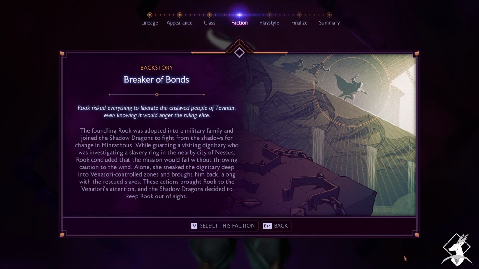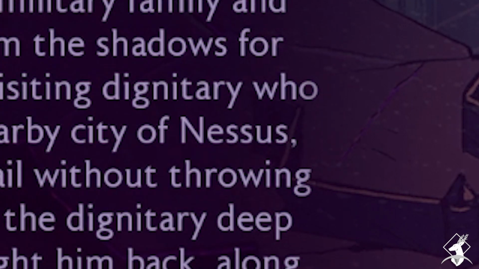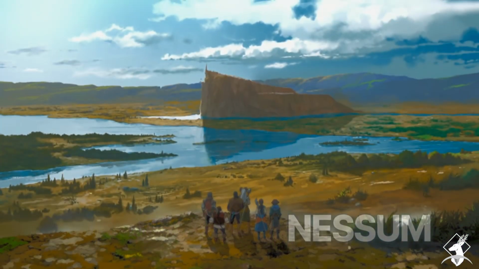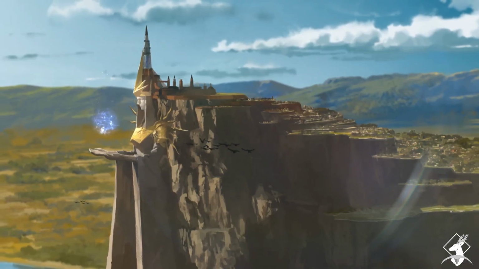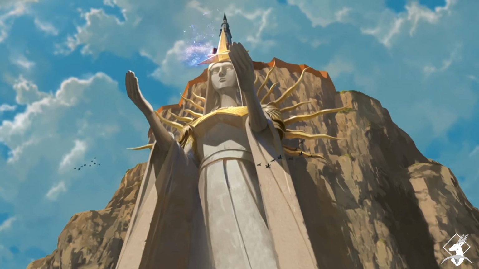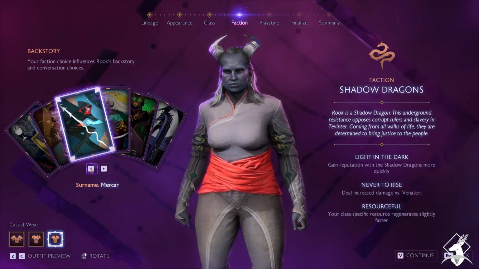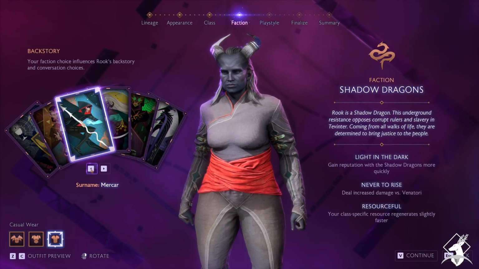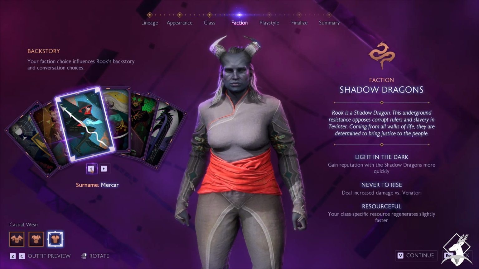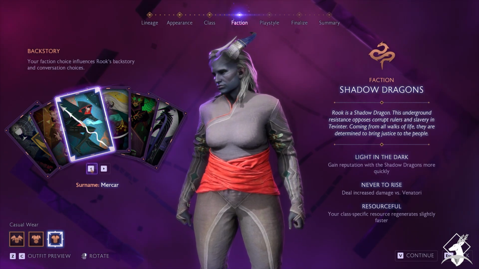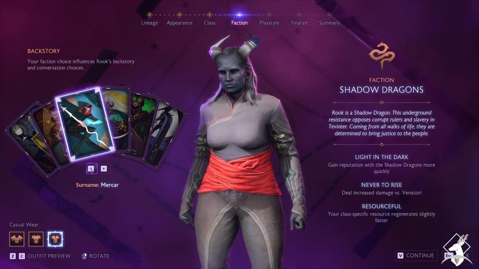Now, side note, I do believe Nessus is a typo left in from an early build of the game, so this is likely Nessum, notably featured in Dragon Age Absolution and where the Tevinter Summer Palace is located. In-game, choosing this faction allows you to gain reputation with the Shadow Dragons more quickly, deal increased damage against Venatori, and your class-specific resources, like mana, regenerate faster.